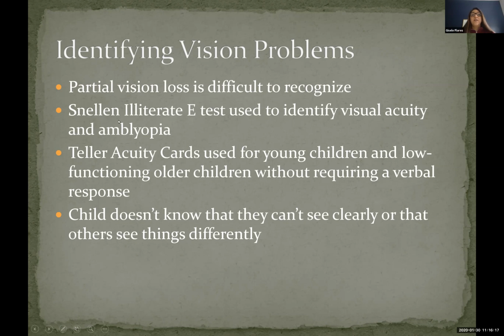Most of us are familiar with the illiterate E test. So what this is for young children, so they don't have to identify the letters, they can identify shapes instead. So for young children who are like in preschool and still working on letter identification, it's a shape identification instead to look at acuity. Teller acuity cards are used for really young children and older children who have some cognitive impairment.